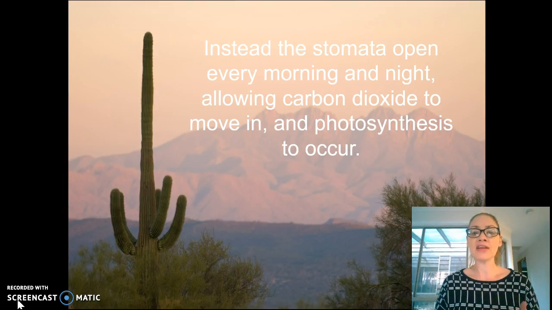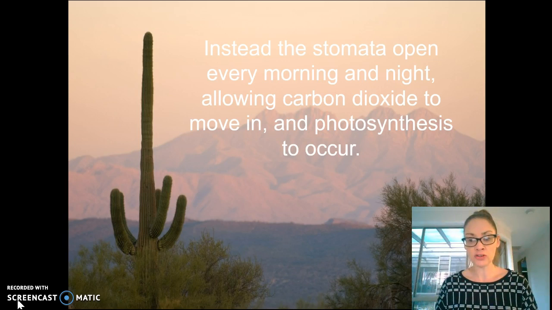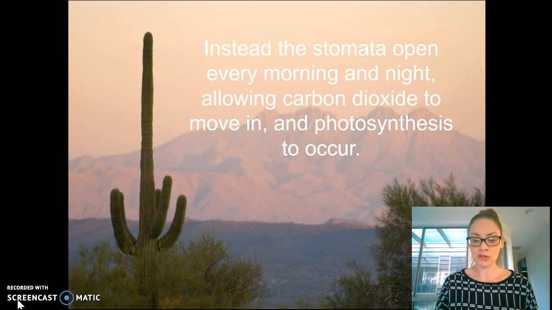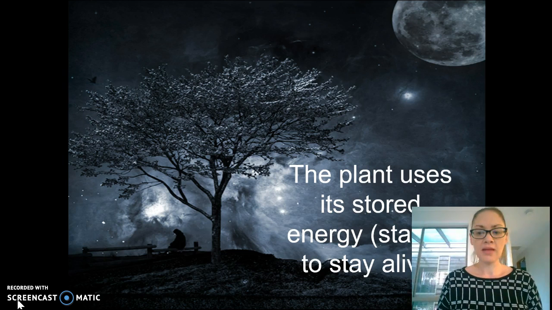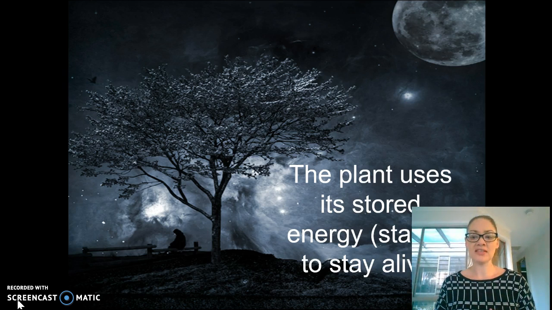So instead, the stomata open every morning and night, allowing carbon dioxide to move in for photosynthesis to occur. This is one of the adaptations that desert plants have that enable them to obtain the glucose they need to function and to grow without losing too much water. Plants store the glucose, which is a chemical energy, as starch. They use this energy for cellular processes that occur overnight, such as respiration.